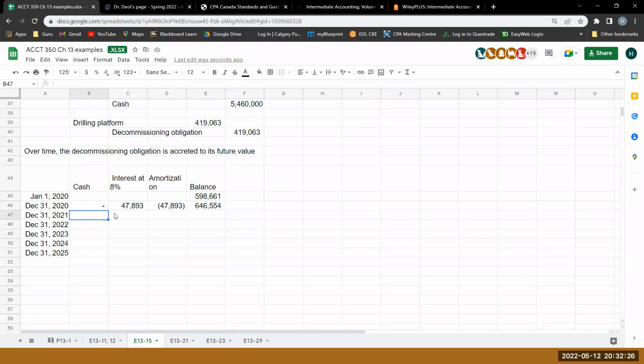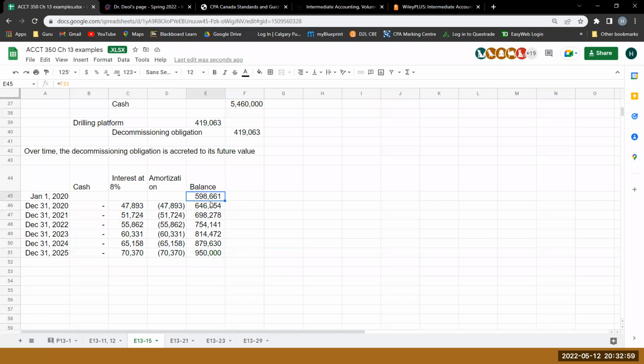Next year, same thing, you calculate interest at 8% of 646. The amortization is going to be 51,724 negative, and a negative amortization will cause the liability, the decommissioning provision, to go up. Now, if you repeat this for 6 years in total, you'll find that the decommissioning provision goes up to 950,000.